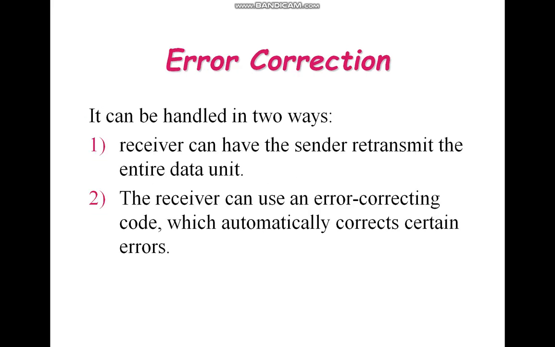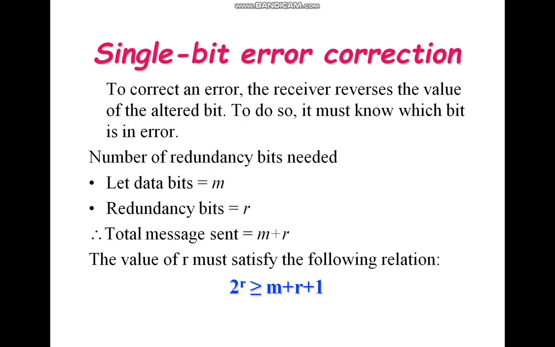Error correction can be handled in 2 ways. The receiver can have the sender transmit the entire data unit again, or the receiver can use an error correcting code, which automatically corrects certain errors. For single bit errors, to correct an error the receiver reverses the value of the altered bit. To do so, it must know which bit is in error.